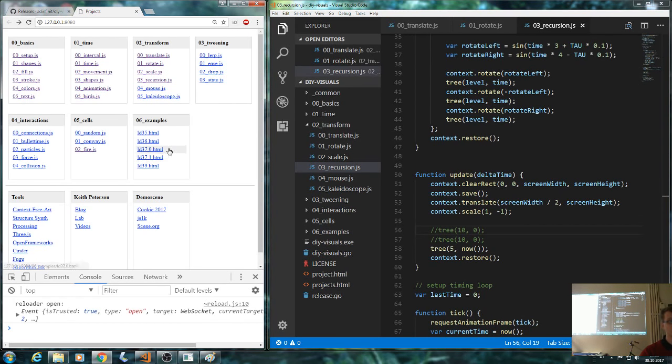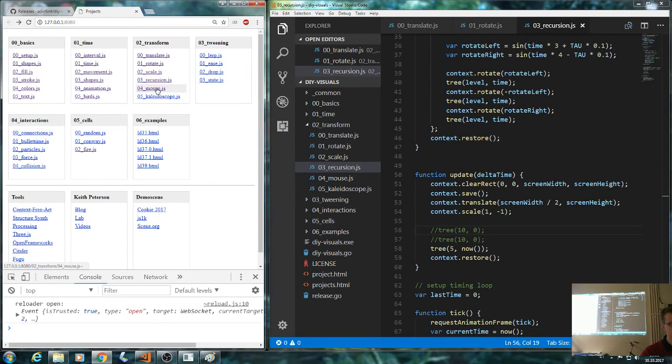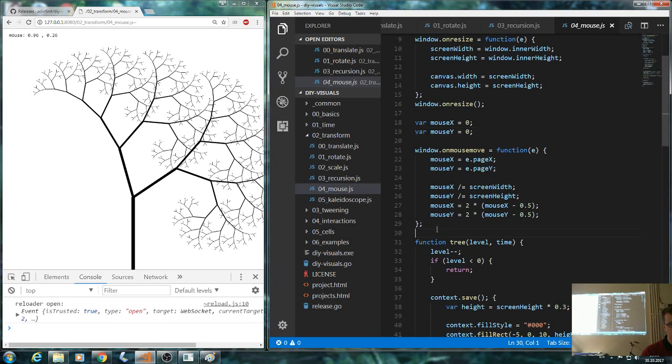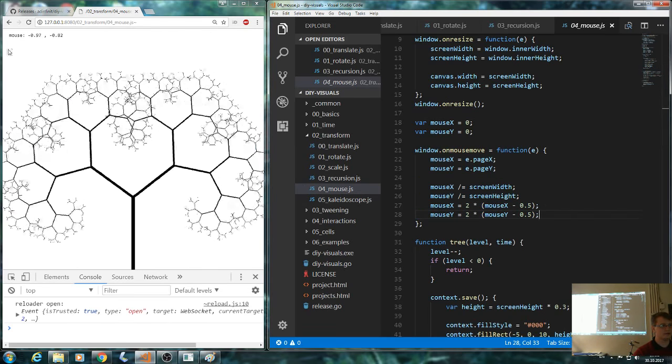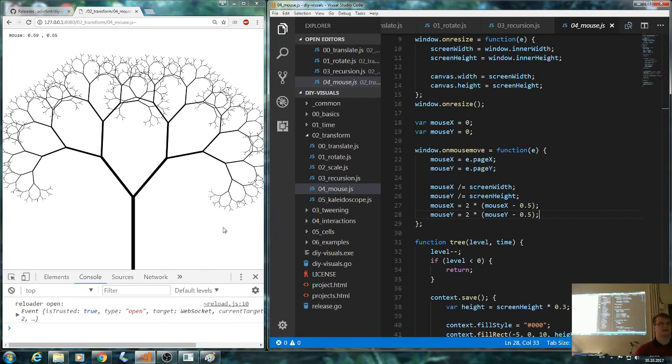But we can also make it more fun with this mouse example. So we can capture the mouse position on the screen. Here we translate from the screen position to a -1 to 1 scale. So we can use this to manipulate different things instead of using time, but we can also, of course, combine them in multiple ways.